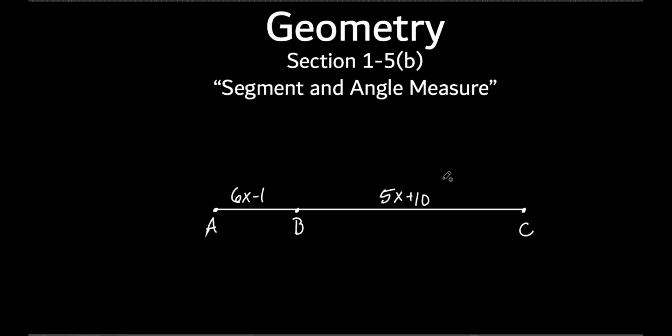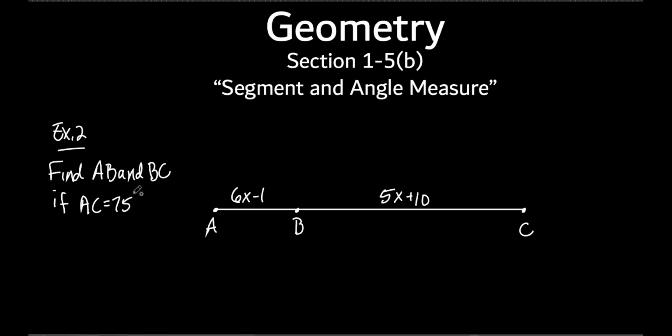All right. And they told you this. Here's what they asked you to do. This is example 2 in the book. And they said to find, let's try to make that look a little nicer. Find AB and BC. And then they said if AC is equal to 75. Okay? What do they mean, find AB?